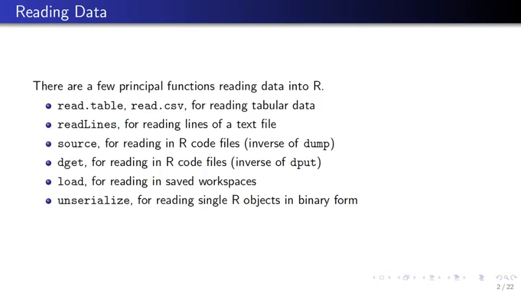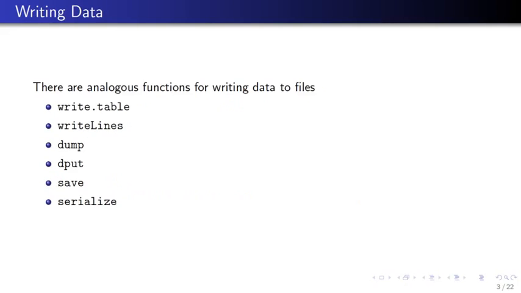The source function is important for reading R code. If you have R code, for example functions or anything written to a file, the source function will read all that code into R. The dget function is also for reading R code files, but it's for reading R objects that have been deparsed into text files. We'll talk a little more about this later. The load and unserialize functions are for reading binary objects into R. The analogous functions for writing data are write.table, writeLines, dump, dput, save, and serialize, and those pair up with their reading analogs.